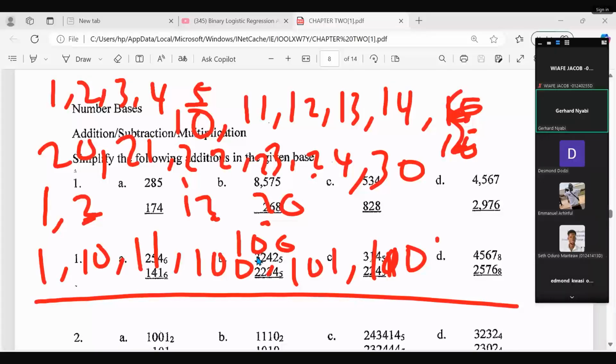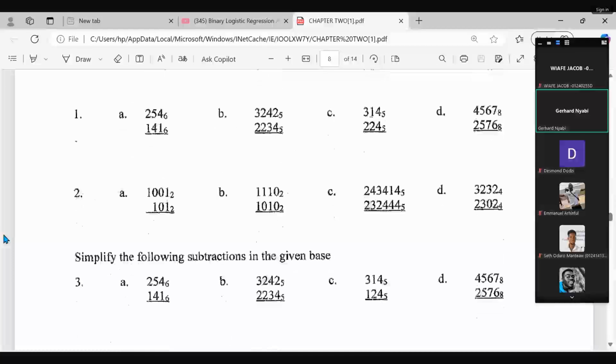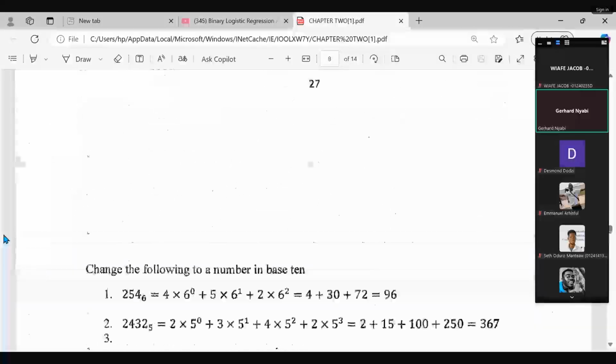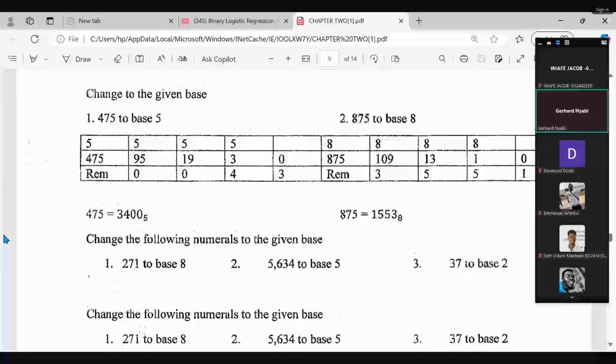So these are counting processes in decimal or other bases. But we are going to do addition, subtraction, and multiplication in bases other than decimal. But we'll end it here. Any question? No question, right? All right.